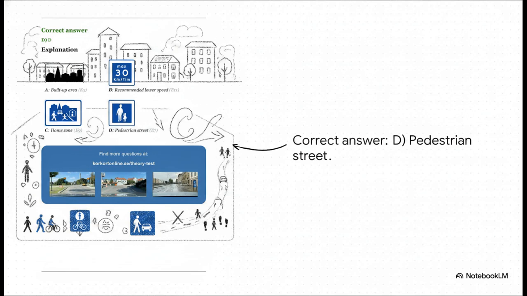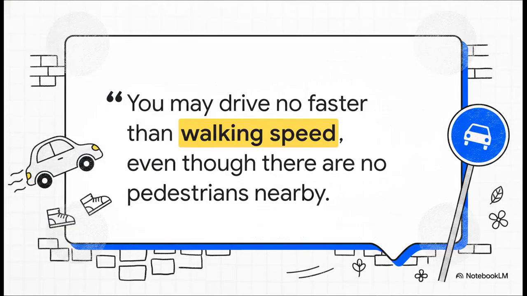to non-essential traffic. I want to leave you with this final, really crucial thought straight from the source material about these highly restricted zones. You may drive no faster than walking speed, even though there are no pedestrians nearby. I think that perfectly sums it up. Driving safely in Sweden isn't just about reacting to the hazards popping up in front of your bumper. It's about having a deep respect for the fundamental purpose of the shared space itself. The rules apply to the space, not just the current situation.